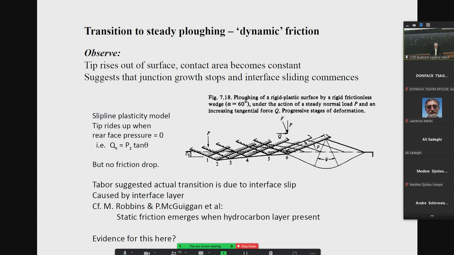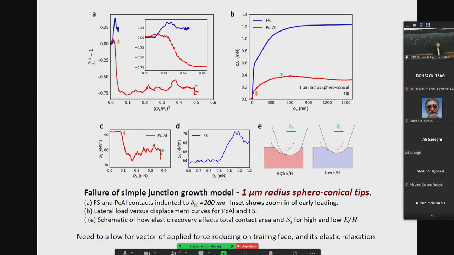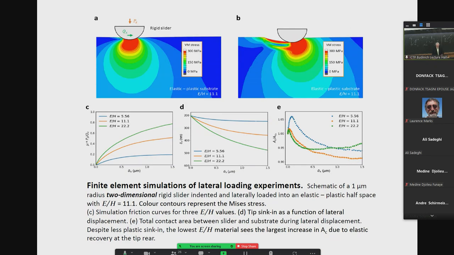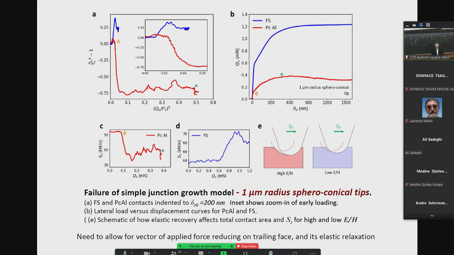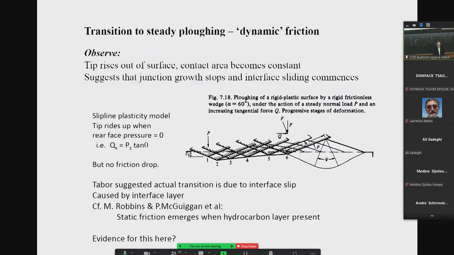And in fact, this has been known for a long time, and David Tabor suggested what's actually happening in this case is the reason you get a transition is because the front edge, this part down on the blue right-hand side there, is actually starting to slide at the interface. What's happened here is it's frictionless. We've got to insert some nanotribology into this macroscale friction.